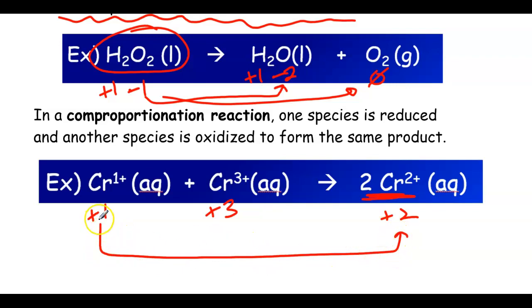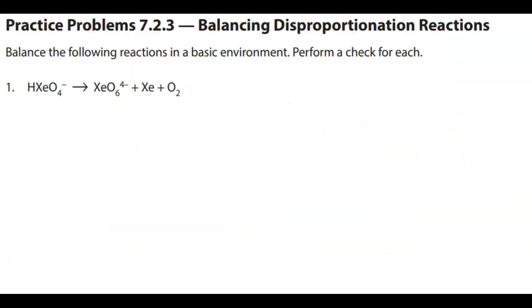So you have some chromiums that are being oxidized, going from +1 to +2. And you have chromium that is going from +3 to +2, so it's being reduced. So one species is reduced, the other is oxidized to form the same product. Okay, so how would we go about balancing some of these? We're going to do the following one, and it's in a basic solution.